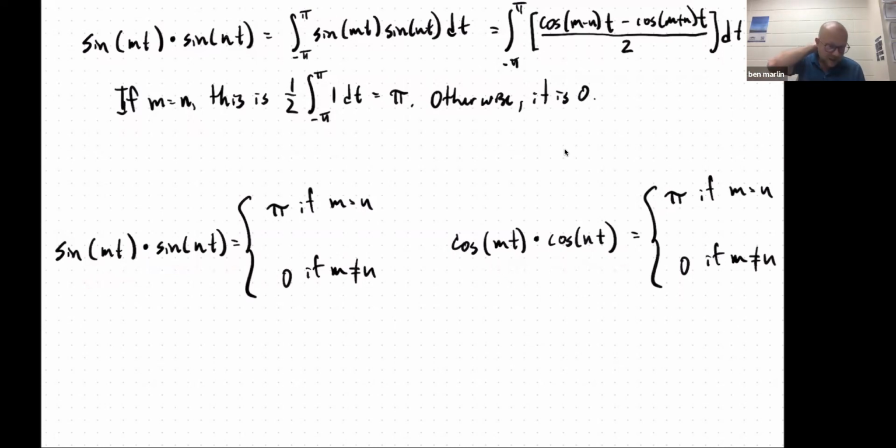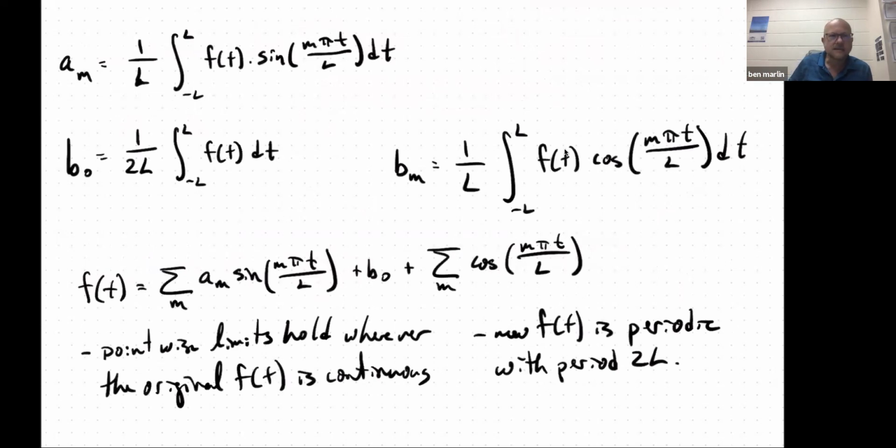So it would be kind of nice for us to get a 1 out of that instead, and it would also be nice if we didn't have to limit ourselves to a multiple of pi. So we use just a little linear transformation here, and we write these things out. The a sub m is 1 over L times the integral from minus L to L of f of t times the sine of m pi t over L. So that'll divide out the length of the interval and so forth.